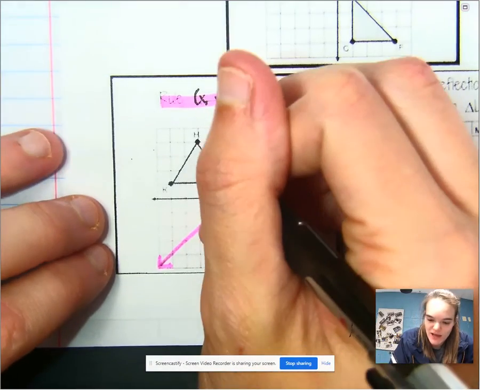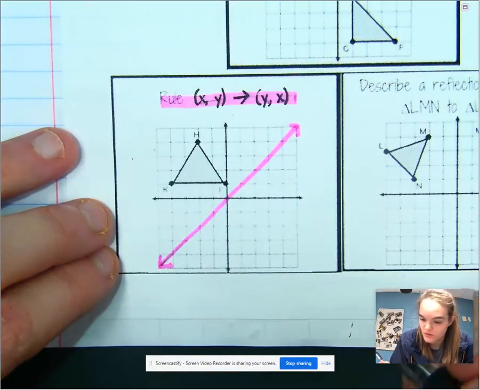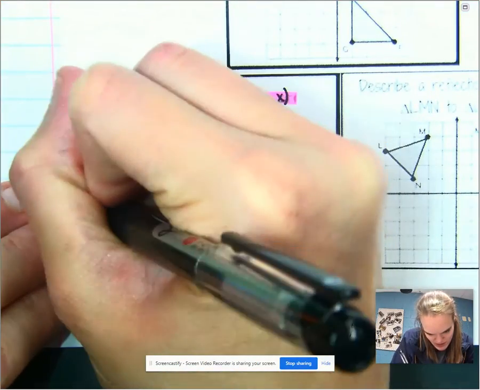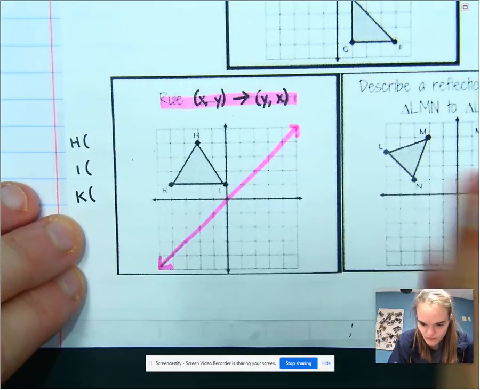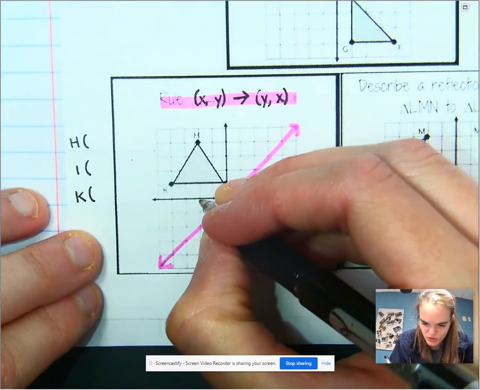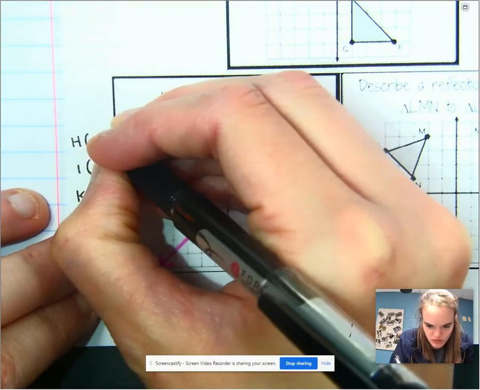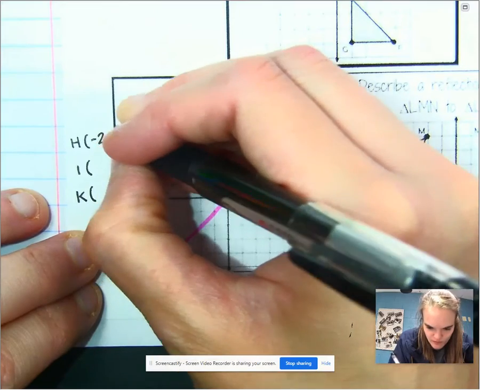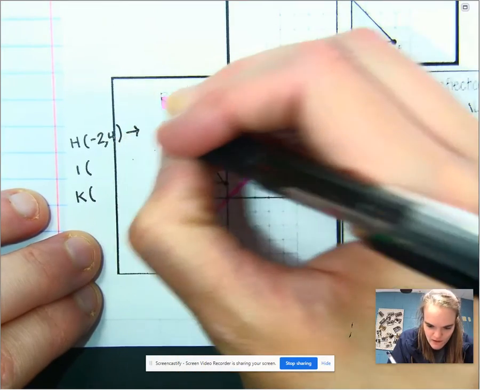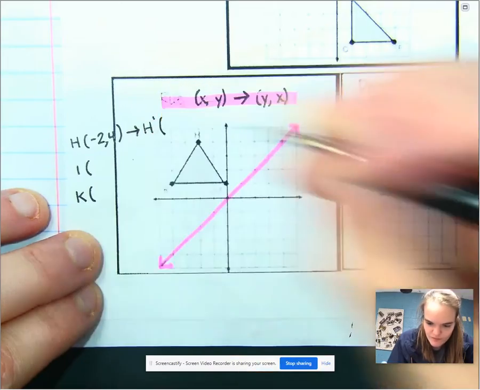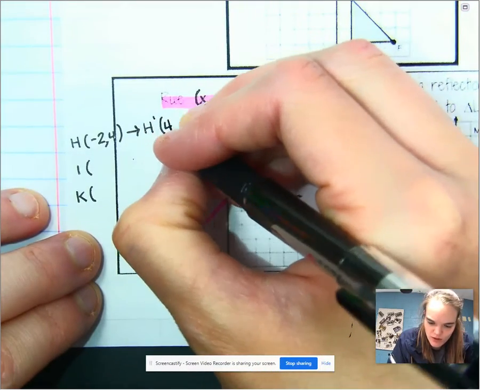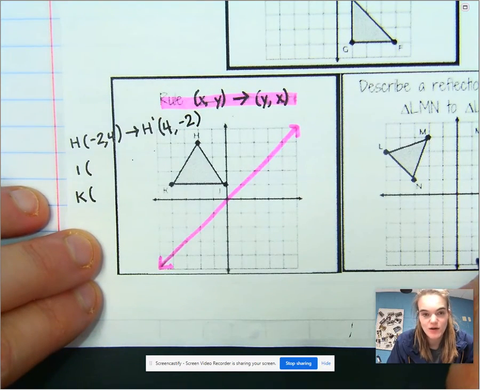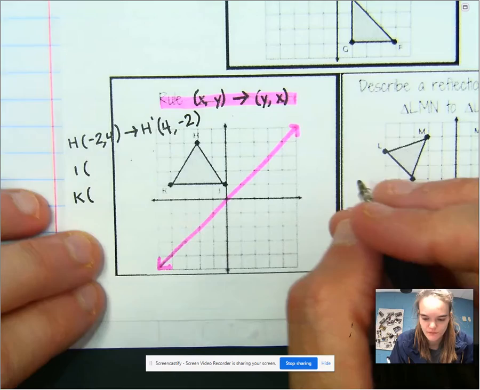I write down H, I, and K. It might be J, I don't know. H, I, K. I'm going to write down their points. H is at (2, 4), so H prime is (4, negative 2). That's how I like to do it. I find that I don't have to worry about making mistakes that way.